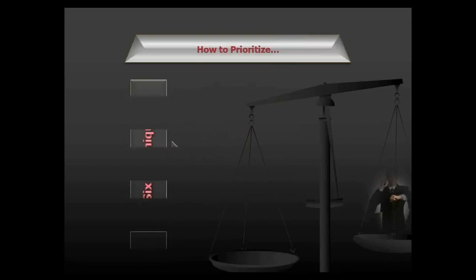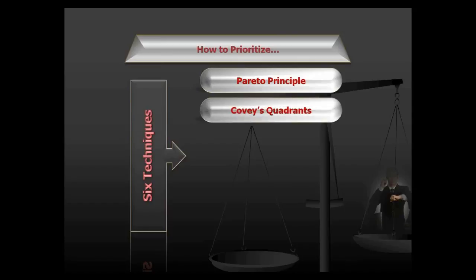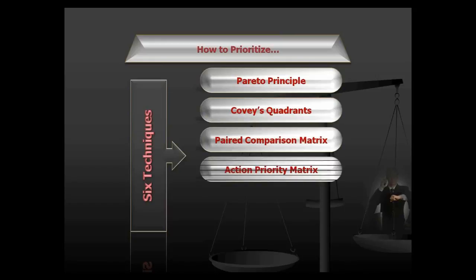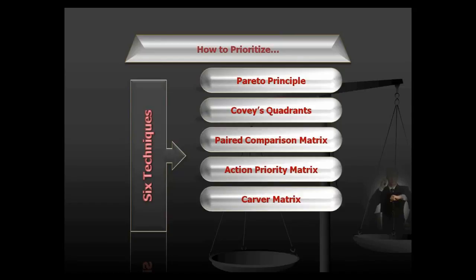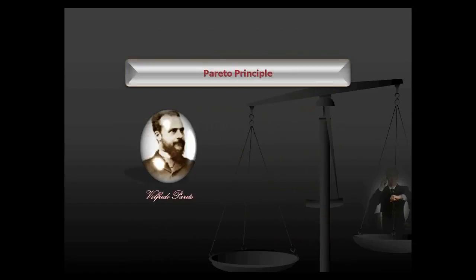But let's first go ahead and take a look at 6 techniques for how to prioritize. The first technique we're going to look at is the Pareto principle. The next technique we'll look at is what's called Covey's quadrants. The third technique is called the paired comparison matrix. The fourth technique is what's known as the action priority matrix. The fifth technique is what's known as the Carver matrix. And the last and final one we'll be looking at is what's known as triage. Let's start with the Pareto principle.